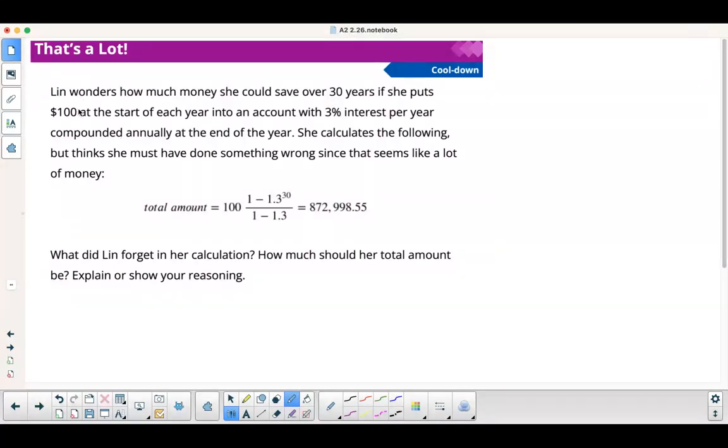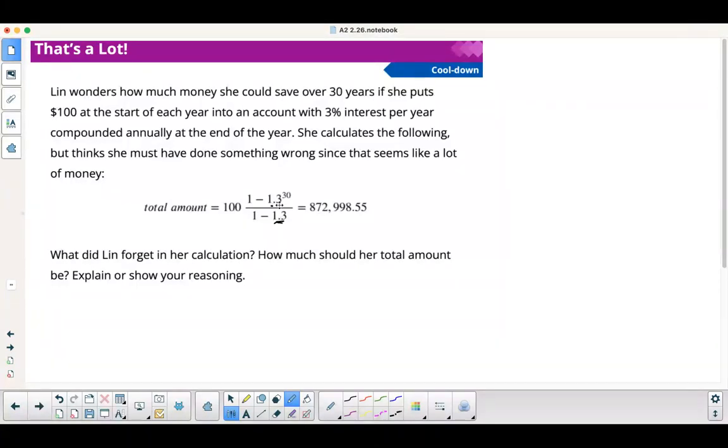Last one here. Lynn wonders how much money she could save over 30 years if she puts $100 at the start of each year into an account with 3% interest per year compounding annually at the end of the year. She calculates the following, but thinks she must have done something wrong since that seems like a lot of money. What did Lynn forget to do in her calculation? How much should the total be? So I think the key is right here.